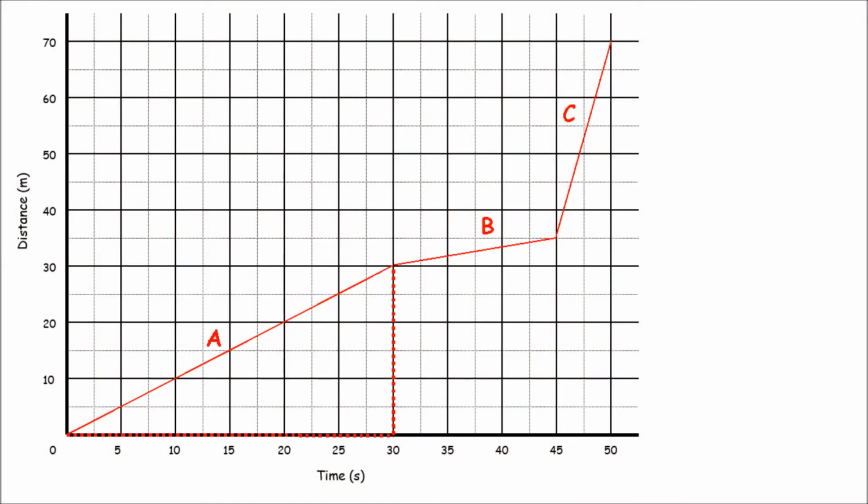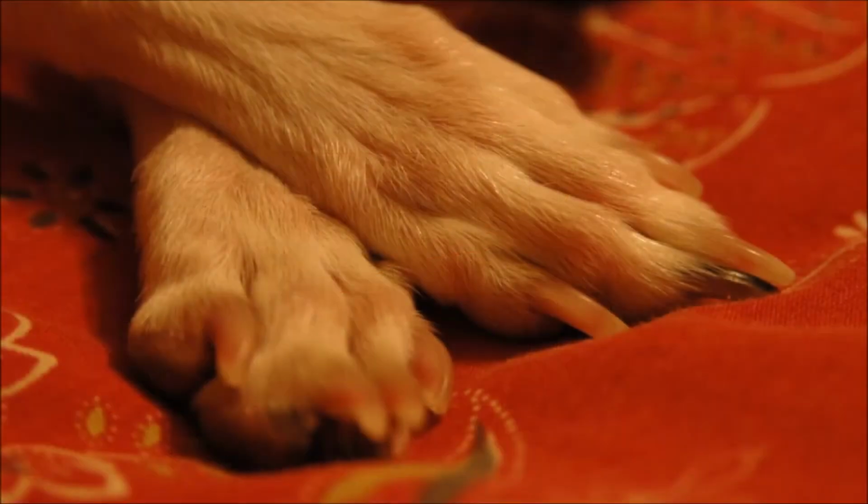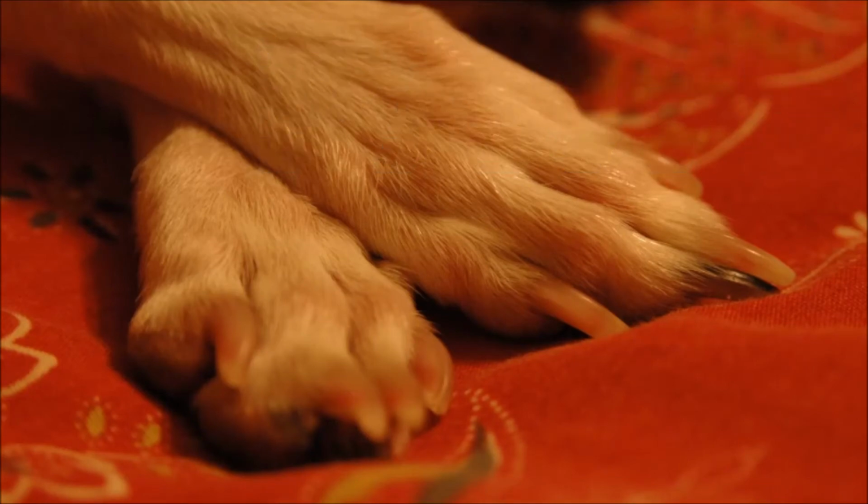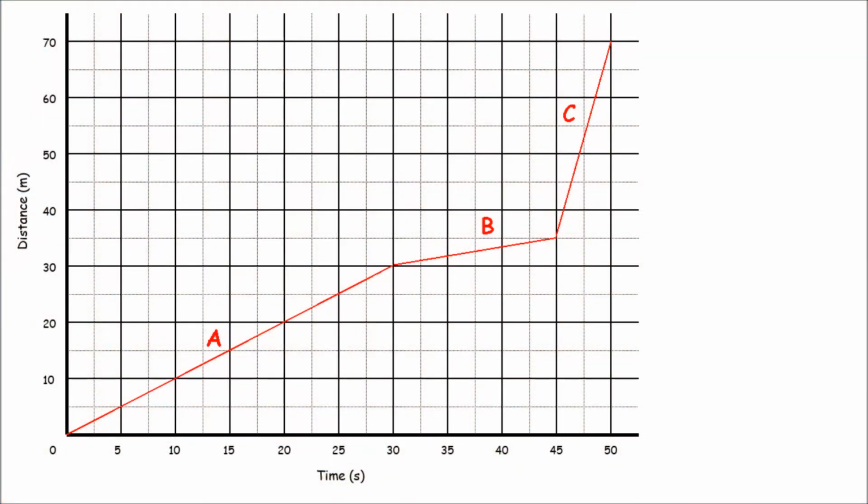Welcome back. How did you get on? Here's the height, and here's the width. And when we divide them, here's the speed. Did you get that? Great. Could you have a go at section B and section C now, please? Let's work through those together.